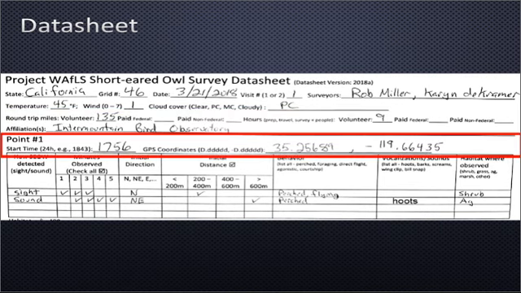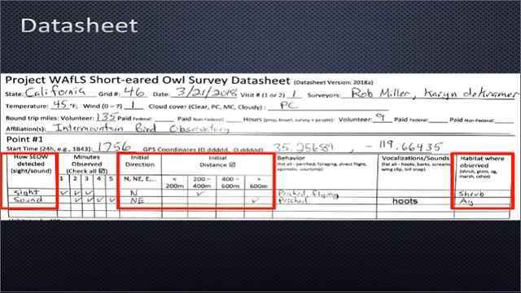Now at each point, we're going to ask you to put in the start time in 24-hour time here, no colons or punctuation in there. So 1756 is the equivalent of 5:56 p.m. And then the GPS coordinates I covered in the last training video: decimal degrees, latitude and longitude here. And you'll do that for each point.